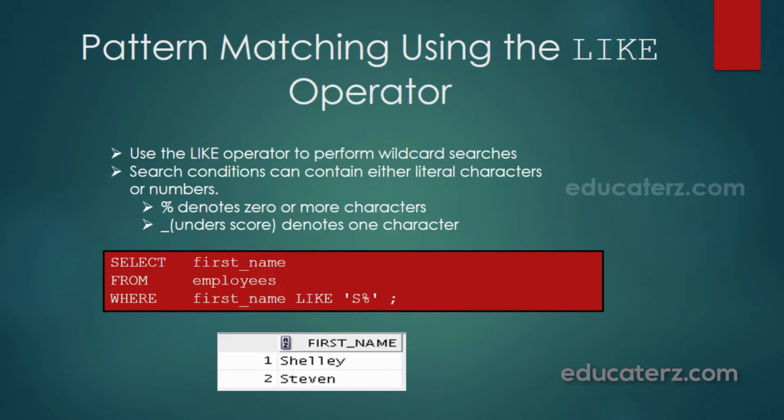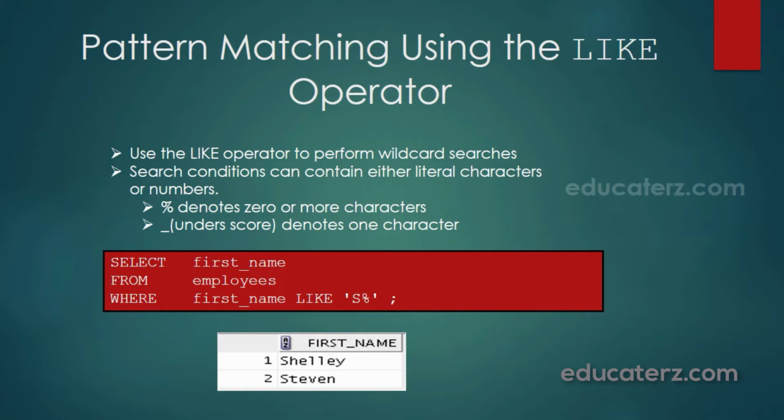For example, I want to display the employee first names whose name begins with S. In that case, I write a query like this. Select first name from employees where first name like uppercase S percentage. So it will display all the names beginning with uppercase S. The result is shown in the following diagram. First name is the column heading, and Shelley, Stephen, like that you will get all the employees.